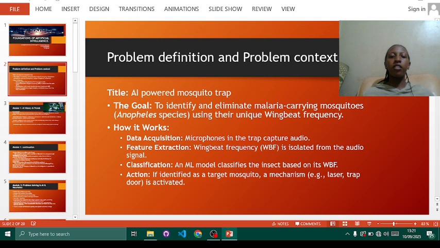Action: if it is identified as the Anopheles species, which is the target mosquito, then a trap is triggered, such as a laser that kills it, or a trapdoor is activated.